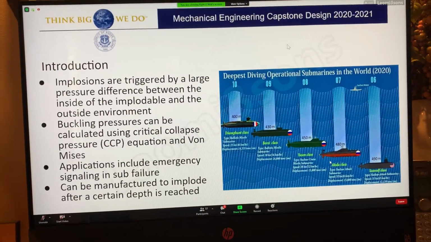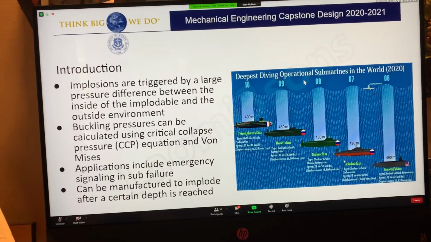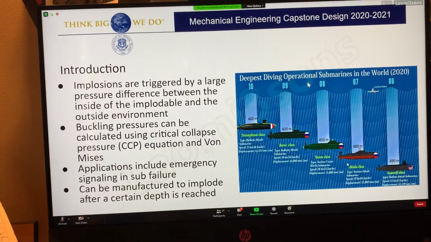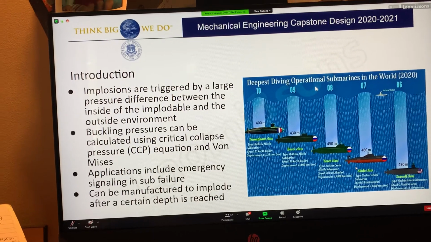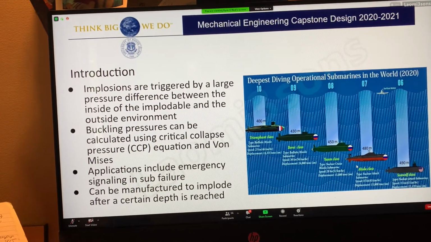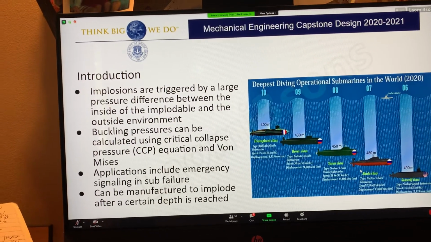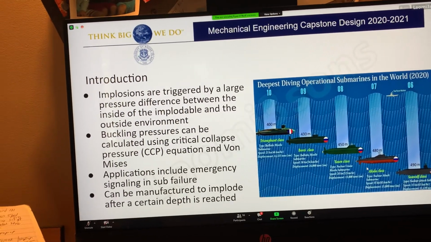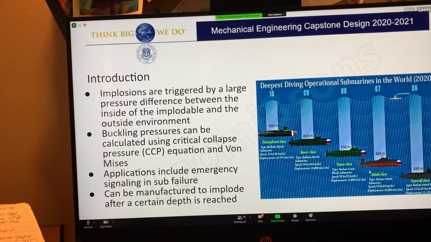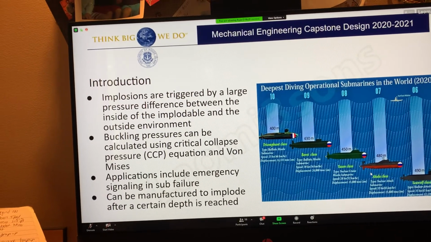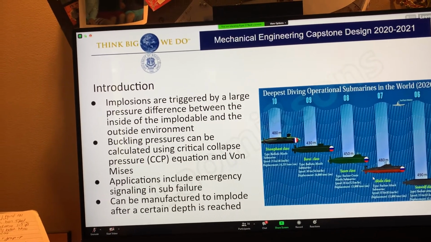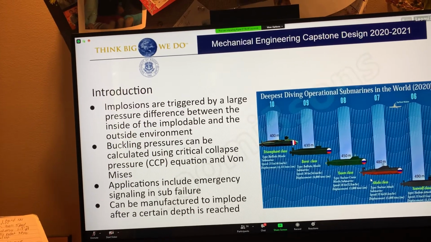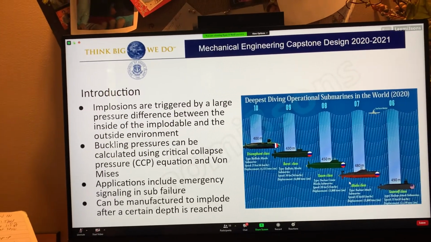So for those of you who don't know exactly what implosions are, an implosion is the process in which an object is destroyed by collapsing in on itself. They are triggered by a pressure difference between the inside of the implodable and the outside environment. This is done through what's called the buckling pressure, and this can be calculated using what's called a critical collapse pressure equation and von Mises stress.